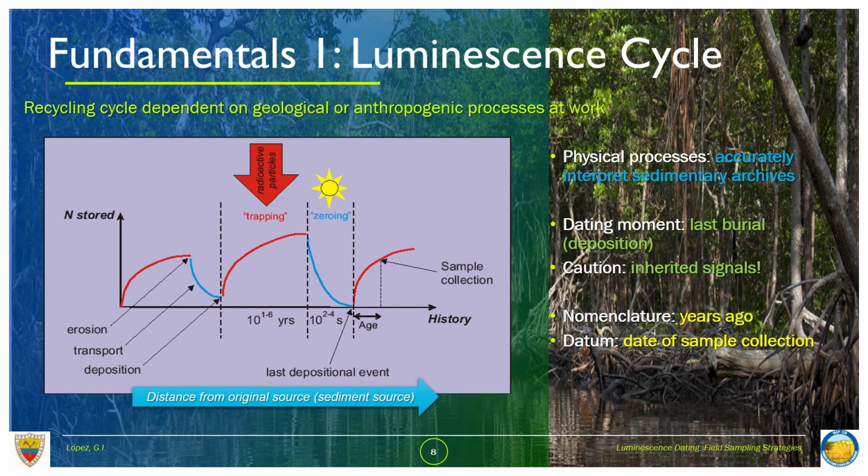One fundamental thing to understand is that luminescence undergoes cycles, and these cycles depend on the geological and anthropogenic processes at work. So a little grain of sand can trap energy, electrons, and detrap them, so release them in the form of luminescence, several times. It can go on and on for hundreds of years, thousands of years, all depending on how many times it gets eroded, transported, and deposited or redeposited. So this is a recycling of cycles until you collect the sample.